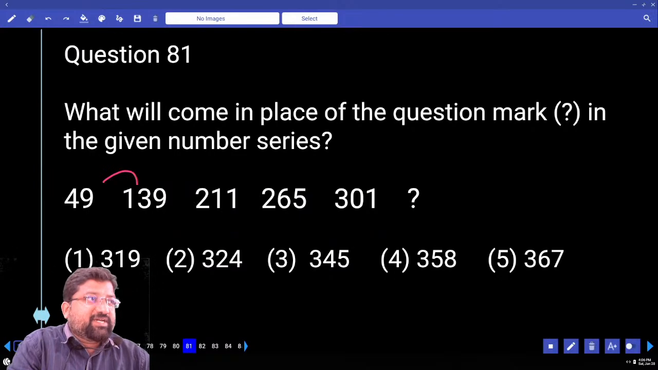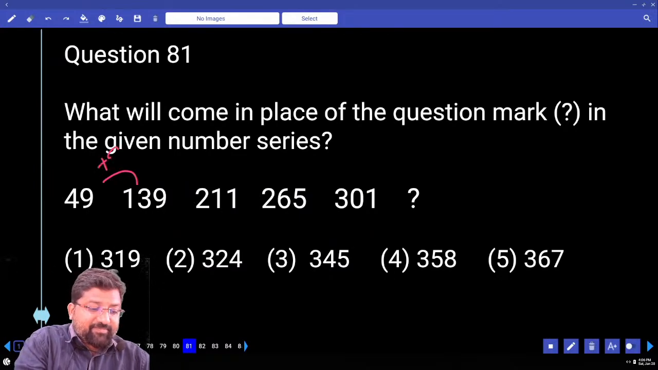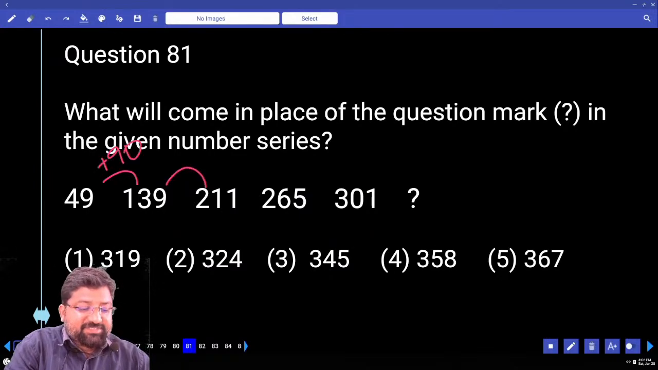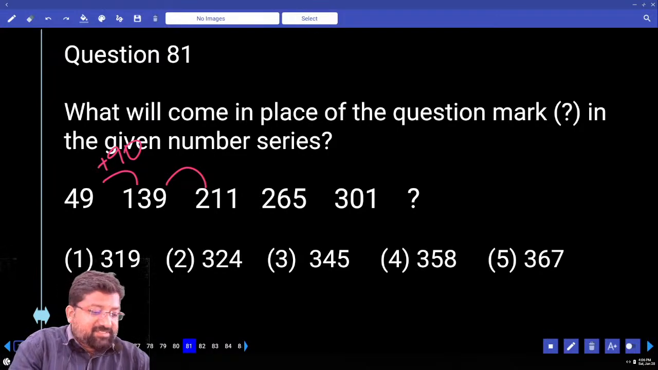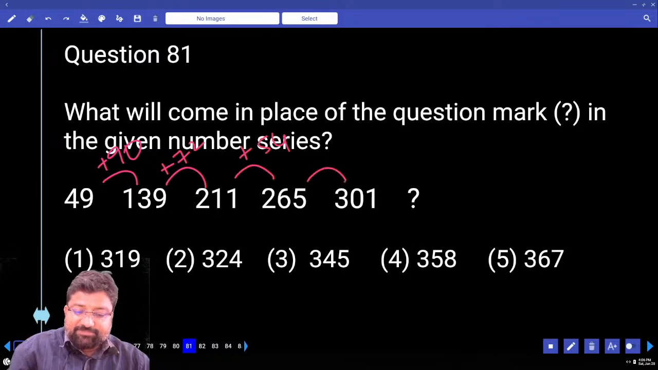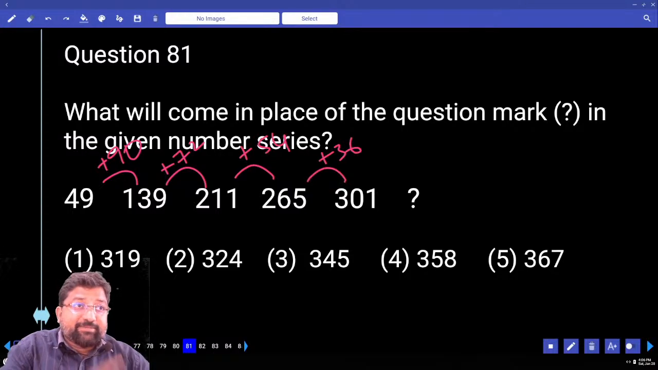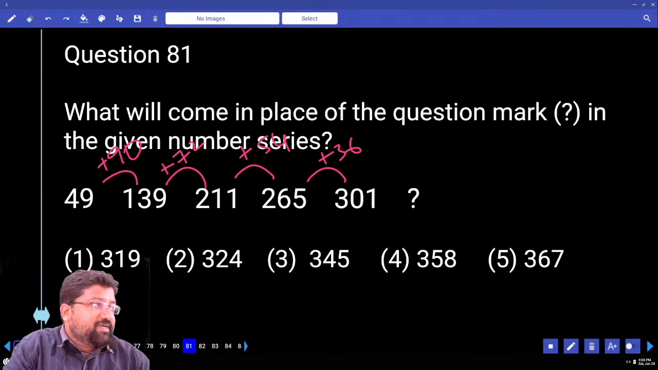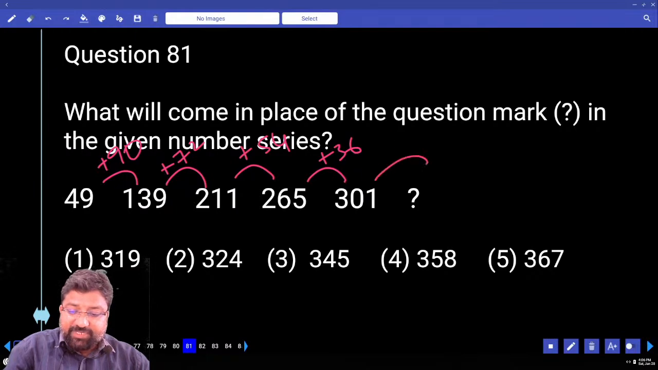How much is this? 49 and 139, difference 90. How much is this? 72. Then 54, then 36. 90, 72, 54, 36. Multiples of 18. 18 fives, 90. 18 fours, 72. 18 threes, 54. 18 twos, 36. Next should be 18.